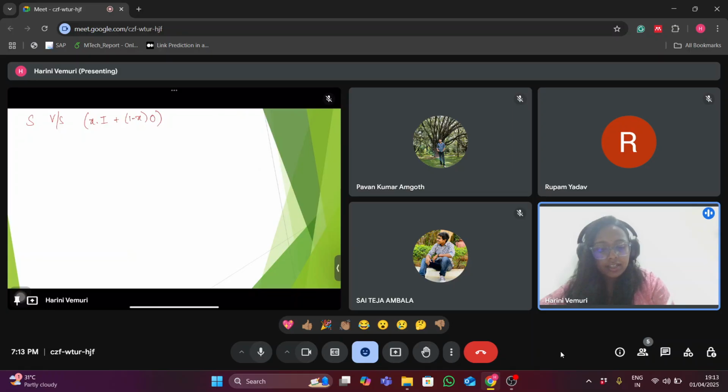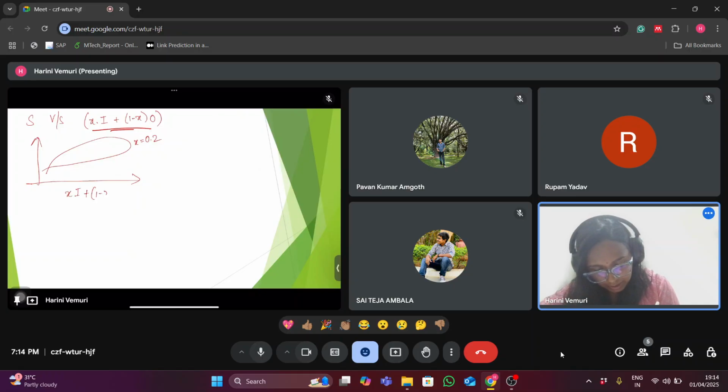Okay. So here, for different values of x, we will just plot the s versus this term's plot. Generally it will come in a loop. For x equal to 0.2, the xi plus 1 minus x into o versus s plot is like this. For x equal to 0.3, it is like this. But for x equal to 0.1, it is like this.